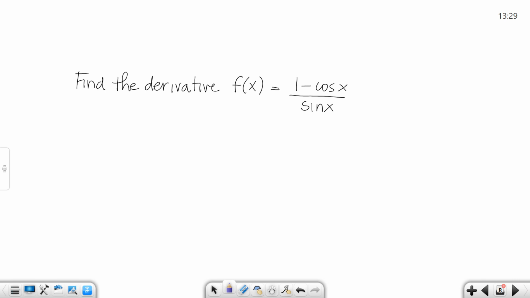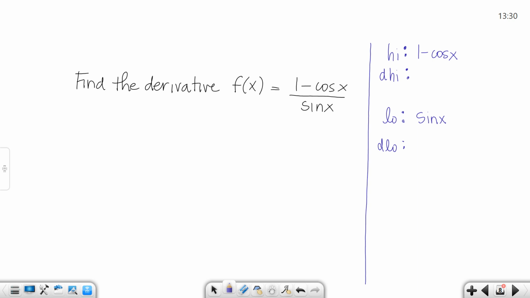Since it is a quotient, I'm going to use low d high and high d low, all that good stuff. So I have a high function. So that'll be the derivative of the high function, and then I have a low function, and then of course I'll have the derivative of the low function. So my high function is 1 minus cosine x, and my low function is sine x.